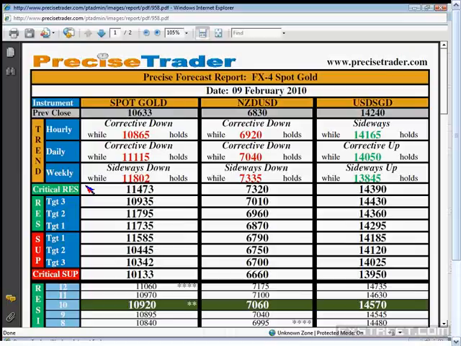On the weekly-wise, it says sideways down while 73.75 holds, which means that overall all three time frames are down, but the hourly and daily are towards the end. That means it's going to have some pullback, so you have to be cautious if you are a seller or short.